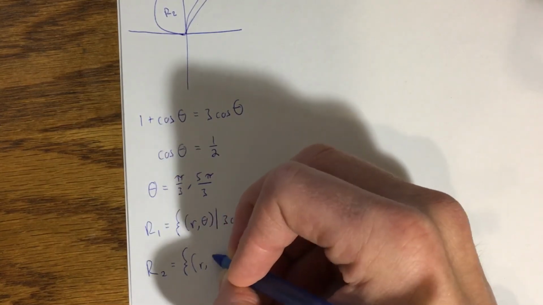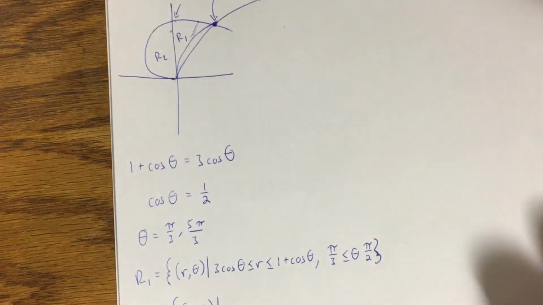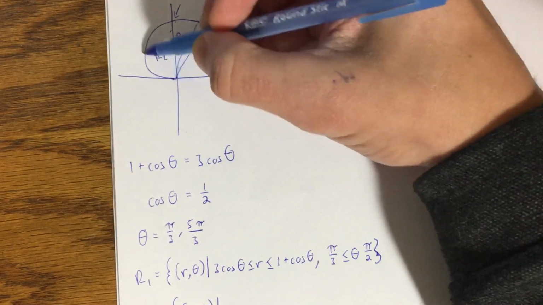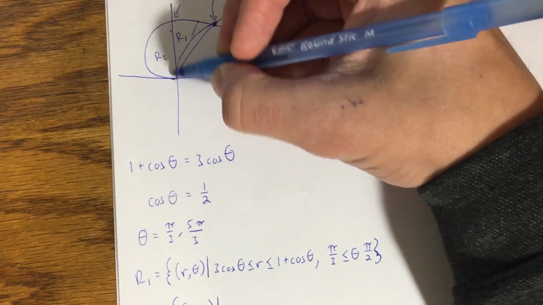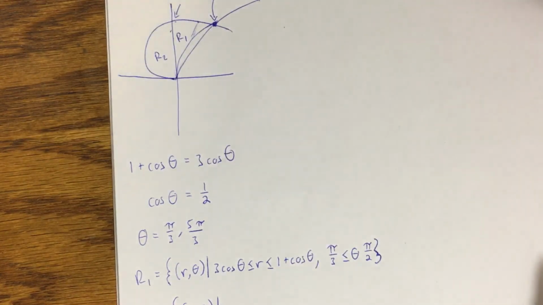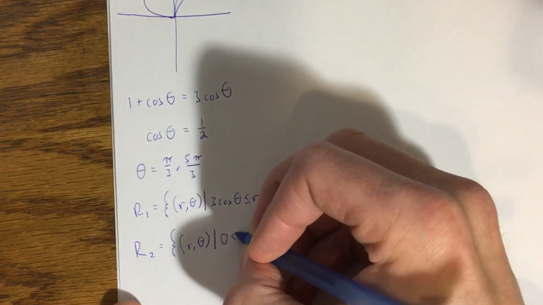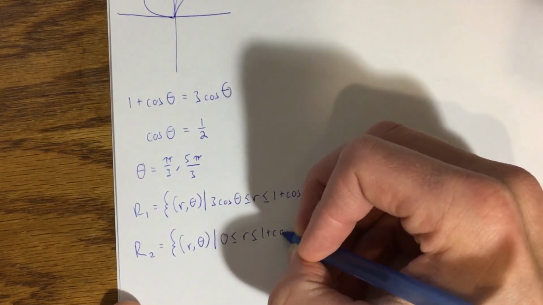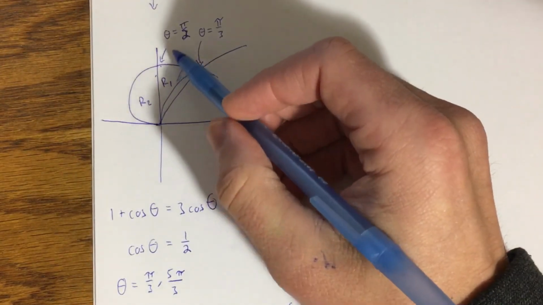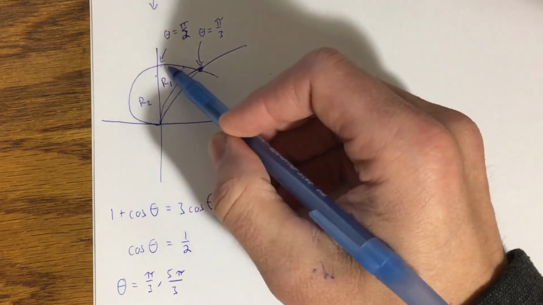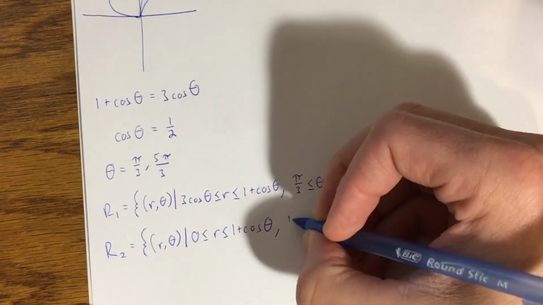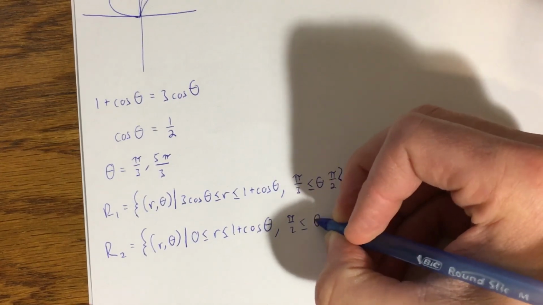So for R2, if I want to describe R2 as a set, it's the set of all (r, theta) such that, looking at the picture, if I draw any line segment from the pole to any point out here, the line's completely contained in that region R2. So all of the points are going to have values of r that are somewhere between 0 and 1 plus cosine of theta. That's the function that I'm using for R2. So 0 ≤ r ≤ 1 plus cosine of theta. Okay. And this time, as I go from theta equals pi over 2 all the way to this point, which occurs when theta is equal to pi, my interval for theta now looks like pi over 2 to pi.